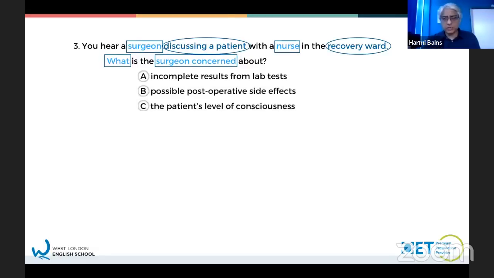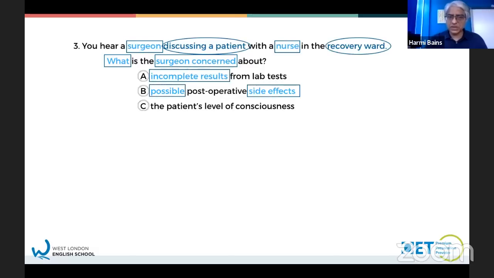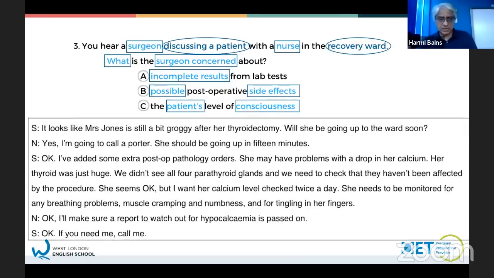These were the answer options. They were all quite short, and it's always easier if the answer options are quite short rather than some long sentences. With option A, something about complete results. Option B, possible side effects. Or C, something about the patient's consciousness. This is the tape script here. And again, just take half a minute if you quickly want to read the tape script, please.